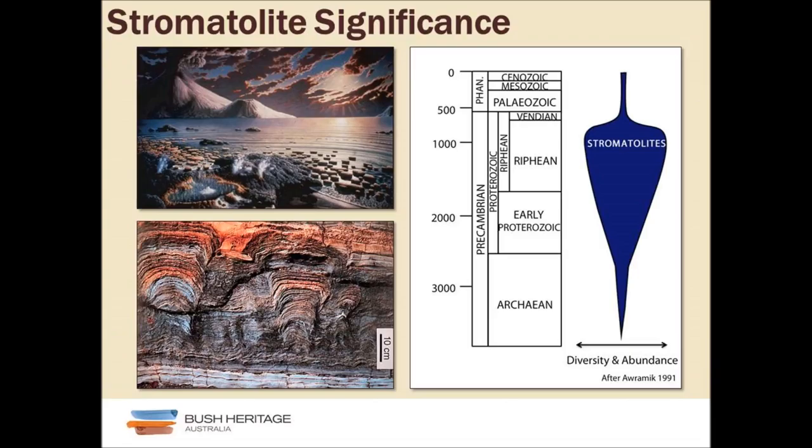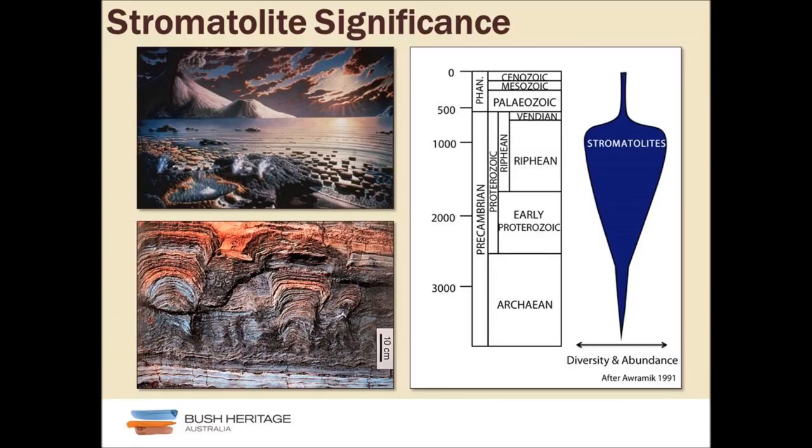organisms can't live. On the left is a mural at the Smithsonian depicting early Earth. It's painted by P. Sawyer, and you can see the volcanoes and the hot springs and the stromatolites. And then the lower left is an image of stromatolites in the rock record.